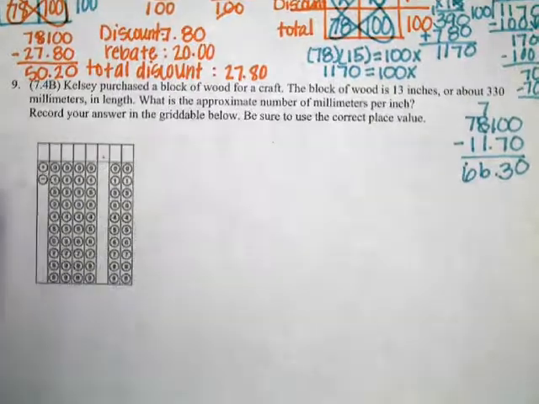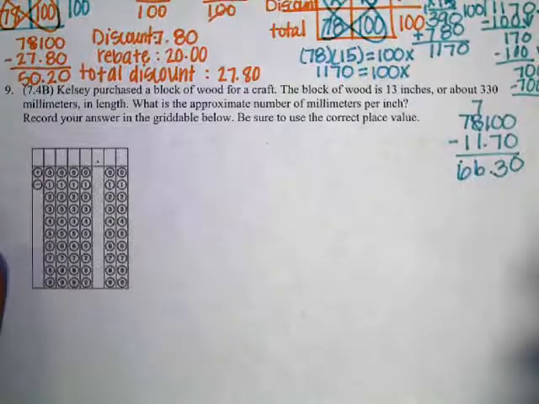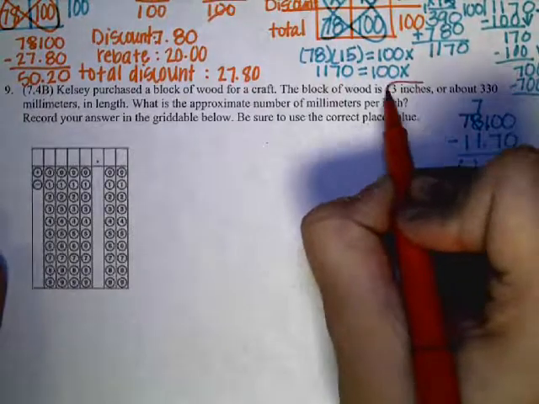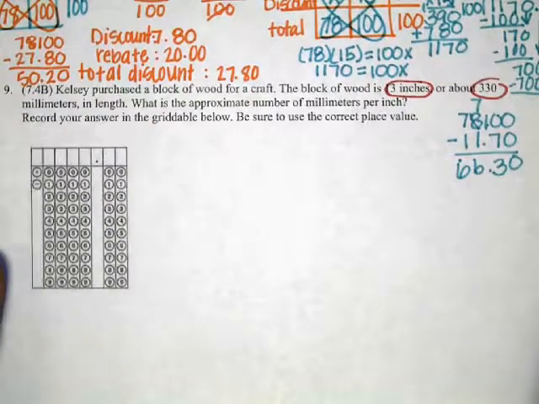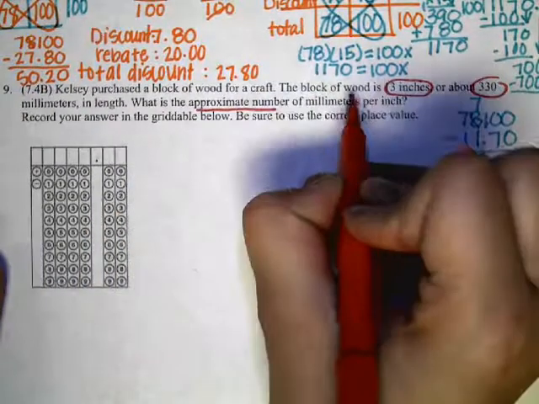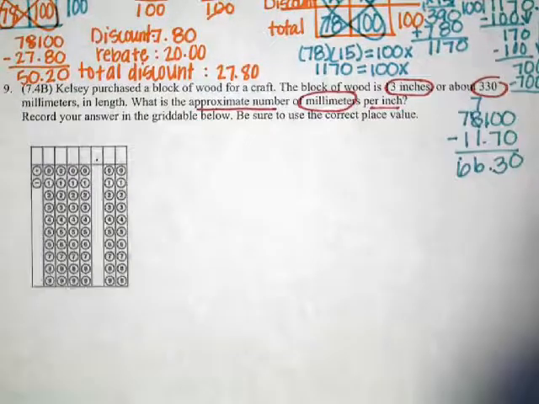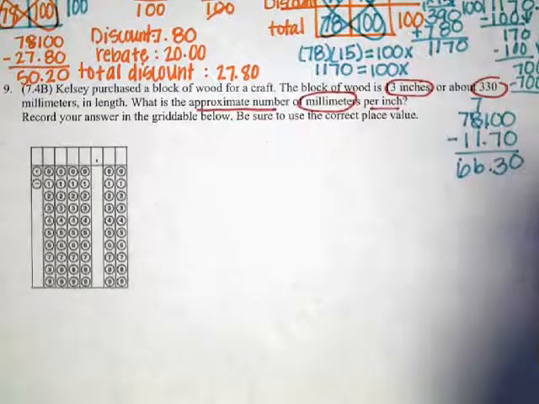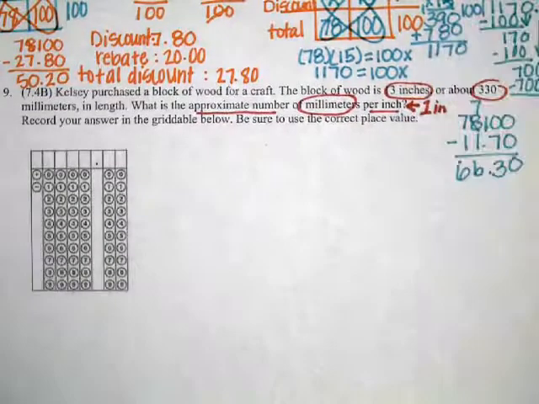Question 9. Kelsey purchased a block of wood for a craft. The block of wood is 13 inches or 330 millimeters. What is the approximate number of millimeters per inch? If we're talking about per inch, it's meaning per 1 inch. So we're finding unit rate.